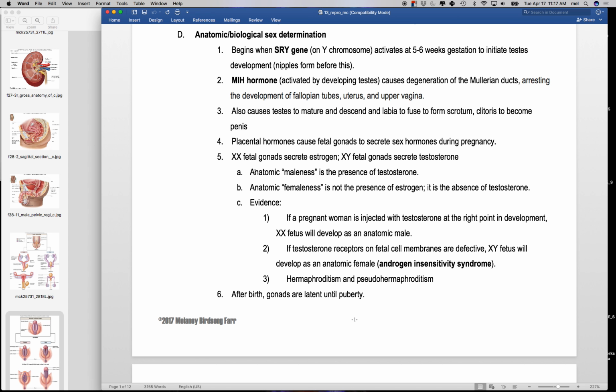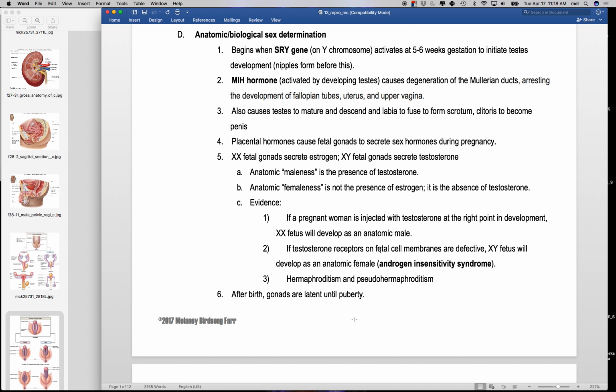Now, are we going to end up having a baby that was supposed to be female and ends up being a functional male? No, what we're probably going to end up with is a baby that's intersex, in which the clitoris develops something in between a clitoris and a penis, and the gonads are a little confused as to how they're supposed to behave. So if a pregnant woman is injected with testosterone at the right/wrong point in development, the XX fetus will develop something like an anatomic male.